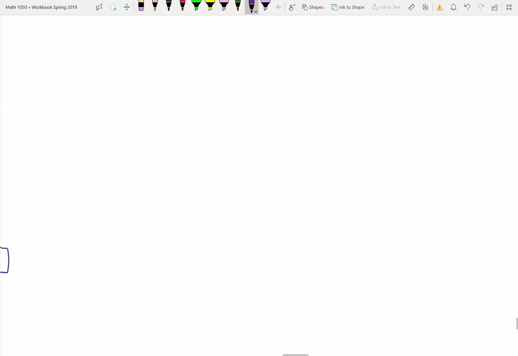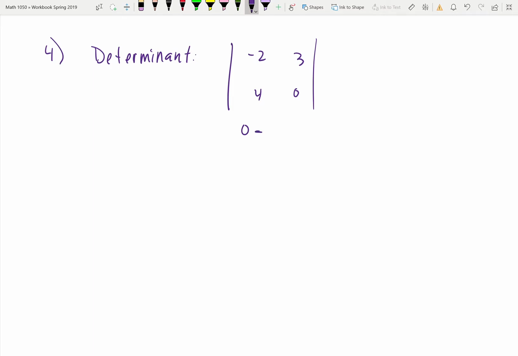Okay, here's question 4. I pretty much just did this. So find the determinant. So negative 2, 3, 4, 0. So this is a part of Cramer's rule. So cross multiply, negative 2 times 0 is a 0, minus 4 times 3 is 12, 0 minus 12 is a negative 12. So that's a determinant. You could also have to find the determinant of a 3 by 3, which is much more complicated. Okay, here's number 5.